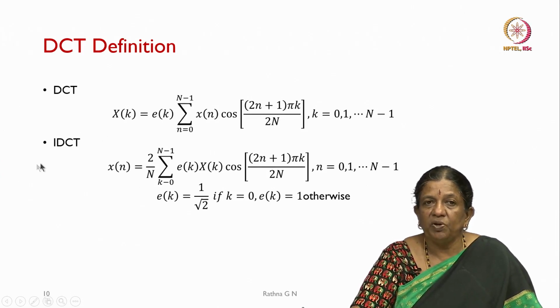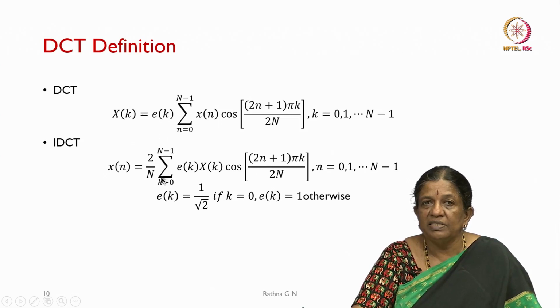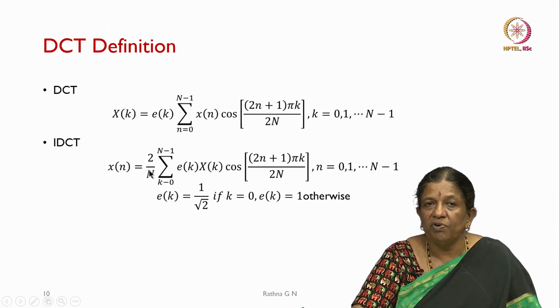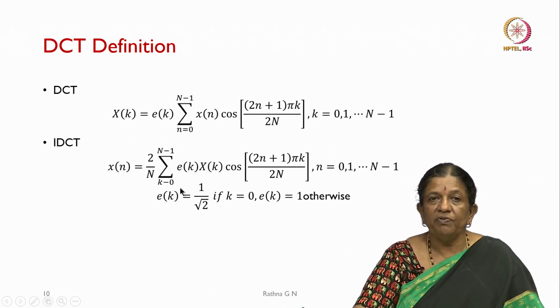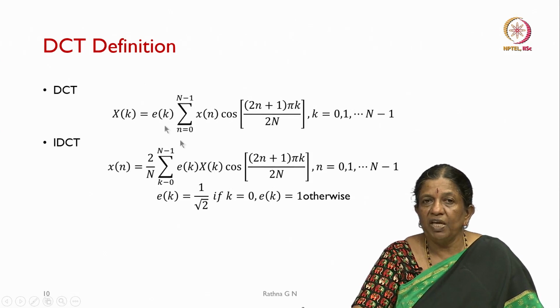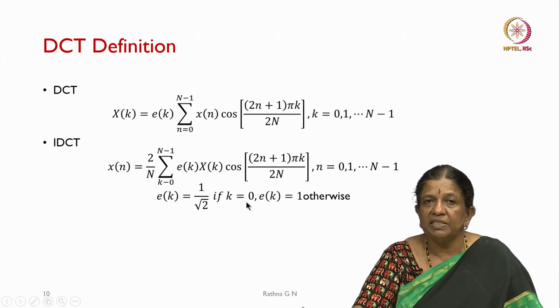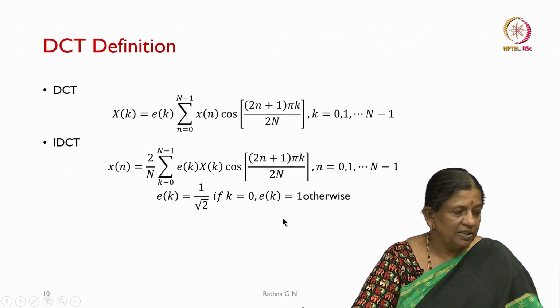In the reverse process, the IDCT, we consider 2 by N, instead of multiplying by root 2 by N in both cases; we consider 2 by N only in the IDCT form. This will go from 0 to N minus 1. So, it will be E of k times X of k that you have computed, and cos of (2n plus 1) pi k divided by 2N, and n will vary between 0 and N minus 1 in this case. Our constant E of k is given by 1 by root 2 if k is equal to 0, and it is going to be 1 for the other coefficients.